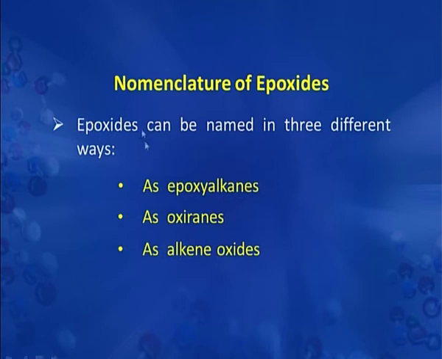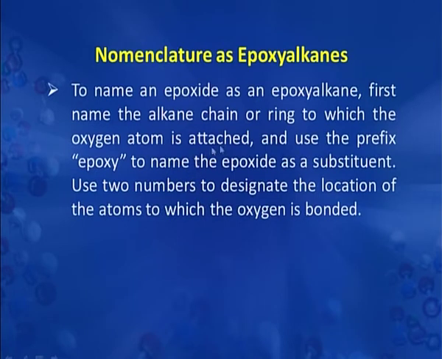We will now discuss the nomenclature of epoxides. The epoxides can be named as epoxy alkanes, they can also be named as oxiranes, or they can be named as alkene oxides. We will discuss all the 3 methods of nomenclature of epoxides one by one. First of all, nomenclature as epoxy alkane. In this method, first we have to name the alkane chain or alkane ring to which the oxygen atom is attached, and then the prefix epoxy is used to name the epoxide.